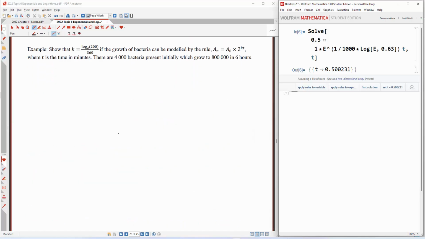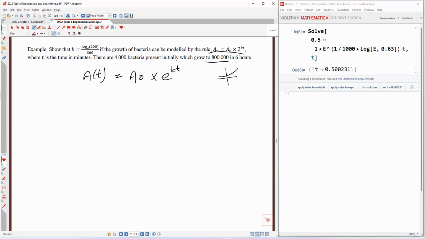Okay, let's go another question. Show that k is equal to this value here if the growth of bacteria can be modeled by this rule. All right. So now you're getting us to use base 2, which is fine. They can choose any rule they want, and if they don't choose a rule, then you can use the general rule, A of t equals a naught times e to the kt. But because they want this one used, we're going to use this rule. There are 4,000 initially, which grow to this amount here after 6 hours. So what we've got is growth, which means that this value here, log 2 200, is going to be positive. So the k value is positive, as it should be.